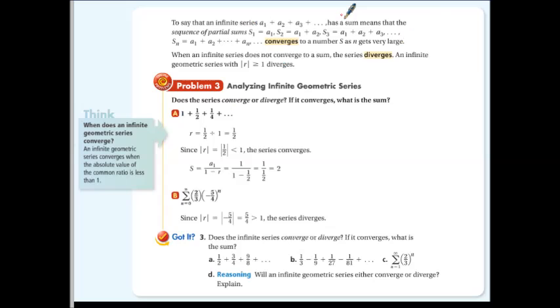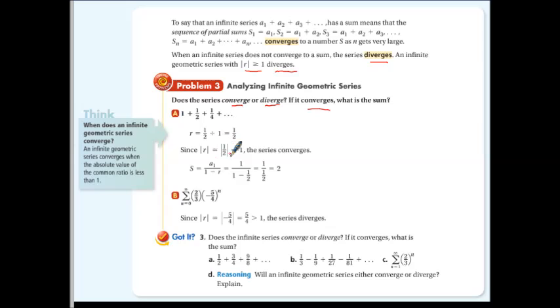To say that an infinite series has a sum means that the sequence of partial sums at some point is going to approach a value as n gets very, very large. When an infinite series does not converge to a sum, the series diverges. An infinite geometric series with an r greater than 1 diverges. So does the series converge or diverge? Okay. If it converges, what is the sum?